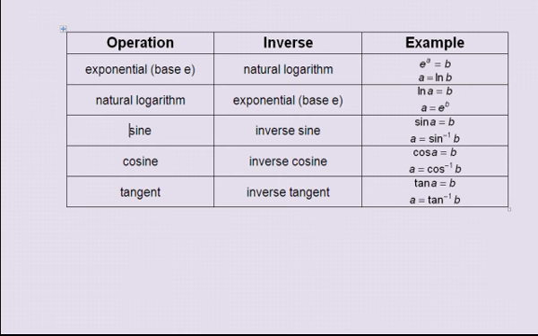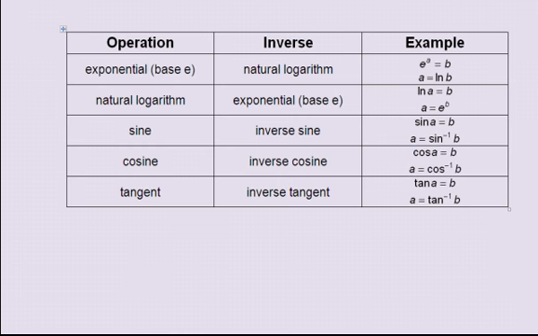The inverse of the operation sine is inverse sine. For example, sine of A equals B implies that A equals the inverse sine of B. The inverse of the operation cosine is inverse cosine. For example, cos of A equals B implies that A equals the inverse cosine of B.